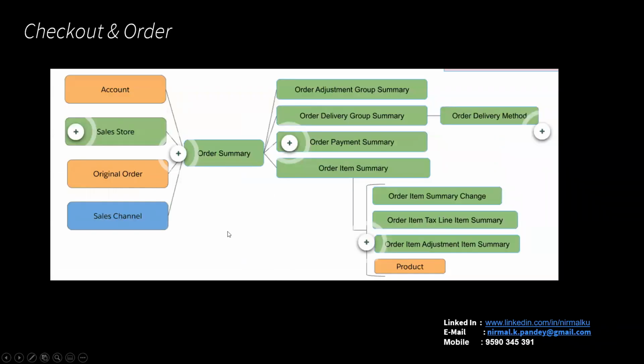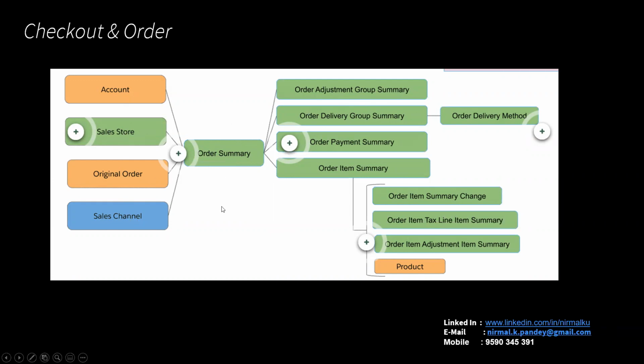Then checkout and order. So finally, you have checked out, and what happens is you will create an order. When the order is created, which is the summary of all this, from the GUI side this is basically the end, where you just create a checkout and the order is created. After that comes the post processing part, where it goes to the order management system, either within Salesforce or outside of Salesforce. So, account, sales store, origin order, and sales channel.